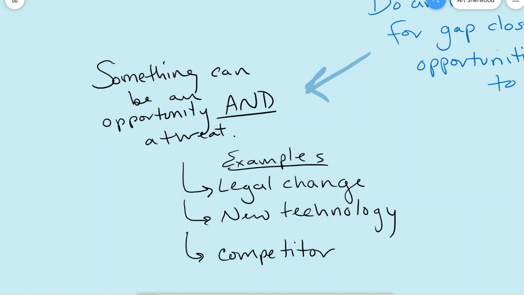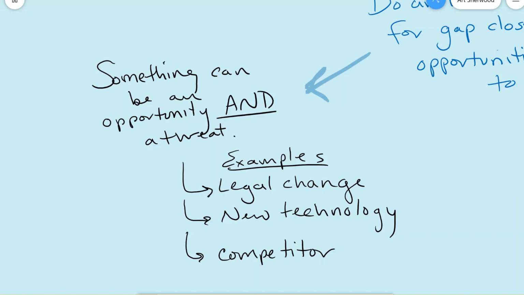If they didn't do anything, they could see it as a threat, and what they might try to do is lobby Congress not to change the law, so they could try to stop that law from happening. It also could be with new technology. New technology could be a threat if you don't do anything, or you stay with your old technology, or you don't adapt your old technology to be as good as the new technology, or you could switch and take advantage of that new technology to help you do something.